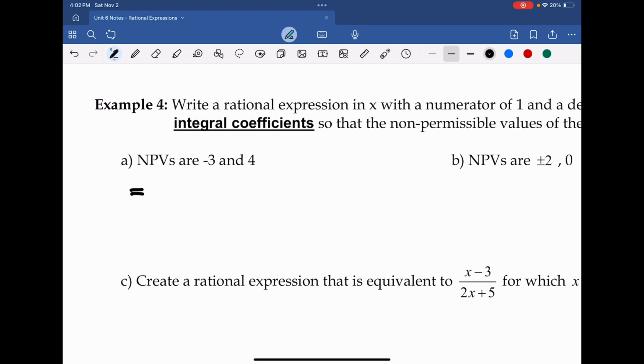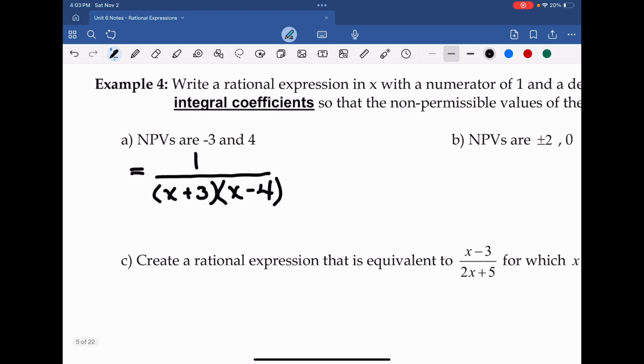So this is going to look like the following. For the first one, we're going to write this is equal to 1 divided by, because the numerator is 1, if the NPV is 3 or negative 3, that means that the bracket that we were considering was positive 3. Because if we add a negative 3 in here, it becomes 0. If we look at our second bracket, it's going to be x minus 4, because if we put in a positive 4, this becomes 0.